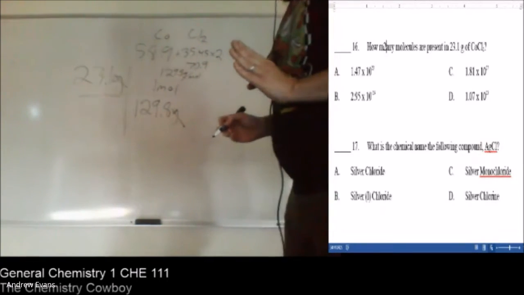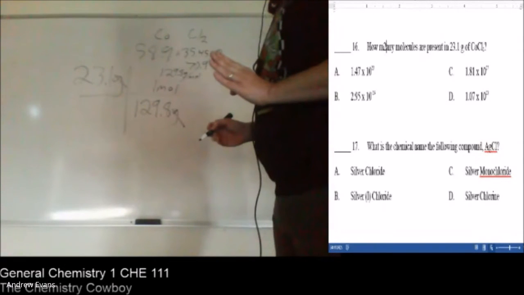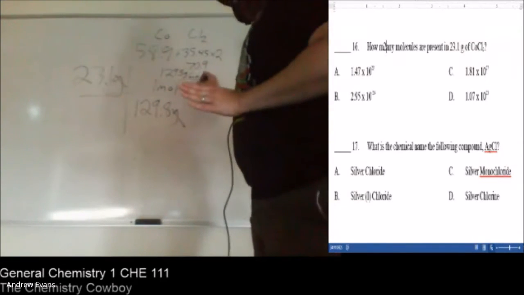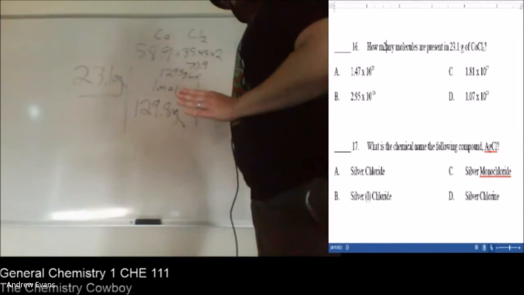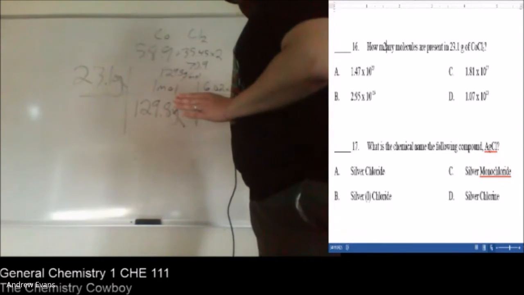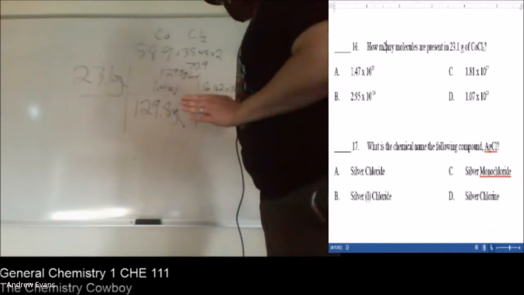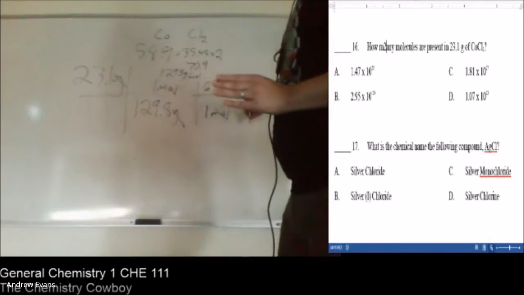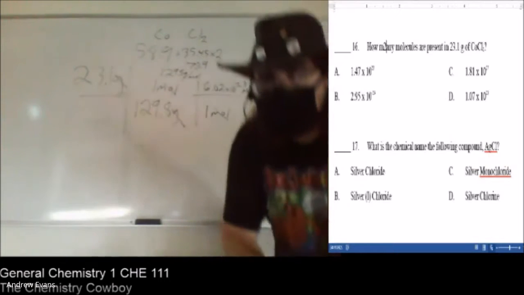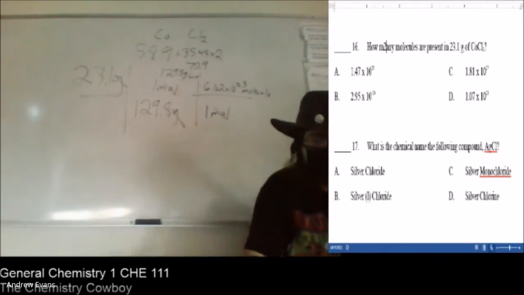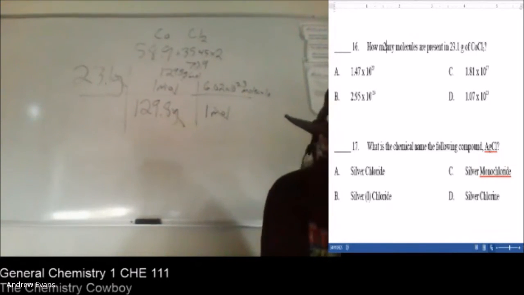The next thing we should do is turn this into molecules. To do that, we have to cancel out moles. Avogadro's number says there is 6.02 times 10 to the 23rd molecules in 1 mole. 1 mole, 1 mole. So now we have our function set up. Everything on top gets multiplied. Everything on bottom gets divided. And what do we have?